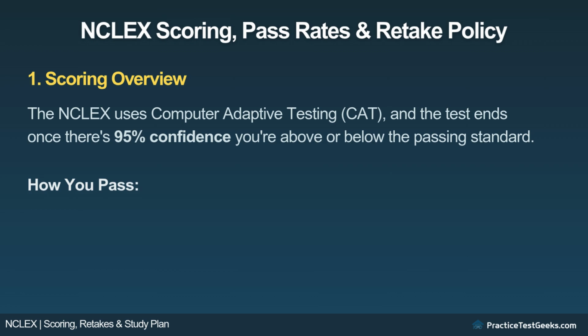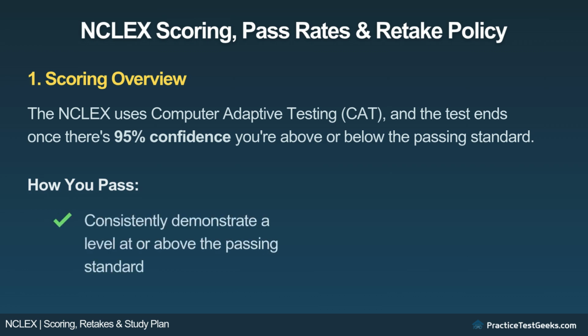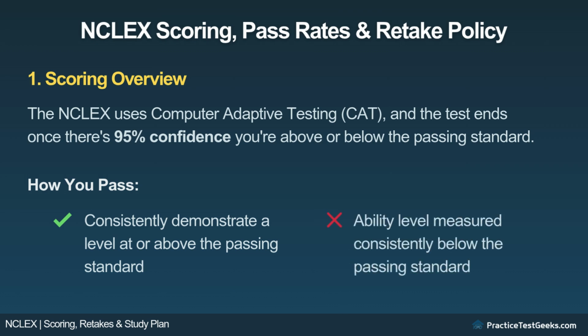How do you pass the NCLEX? You pass if you consistently show that your ability meets or exceeds the passing standard. You fail if your performance is consistently measured below that standard.